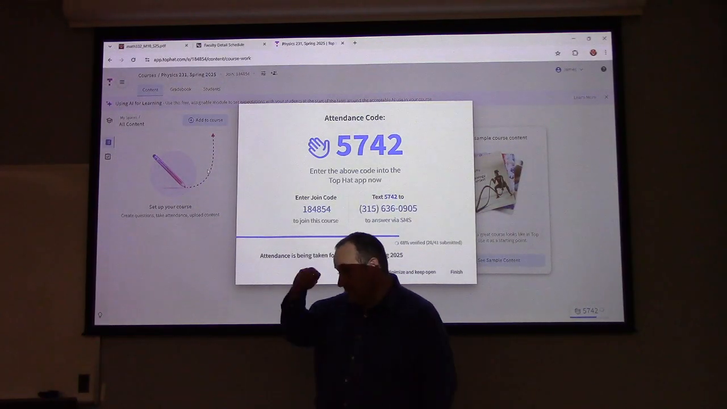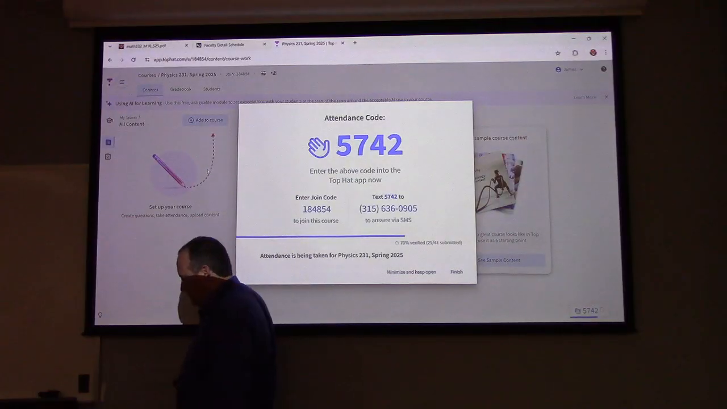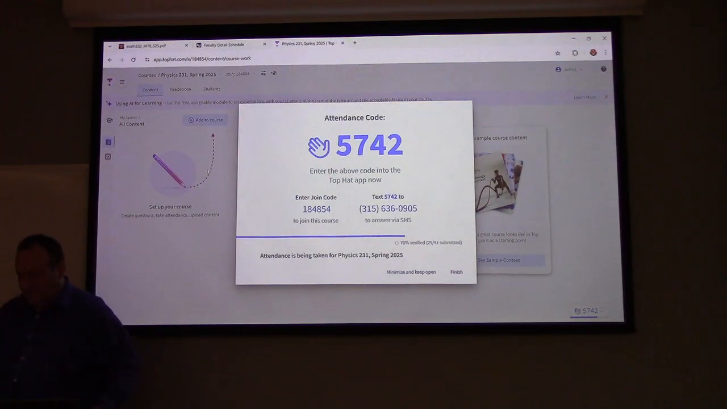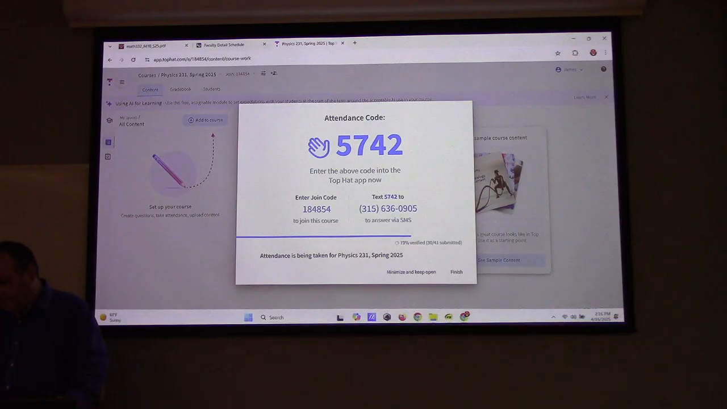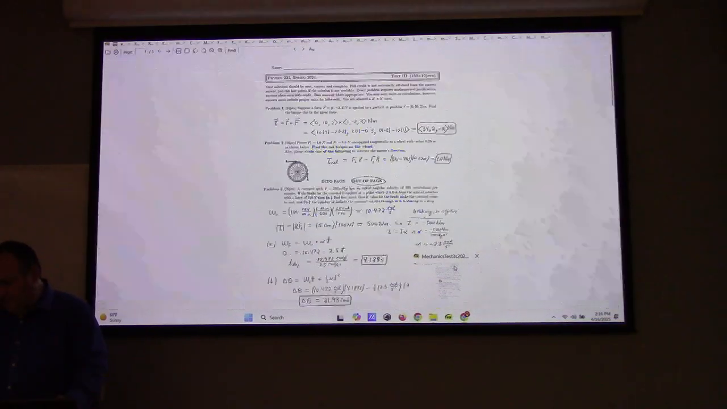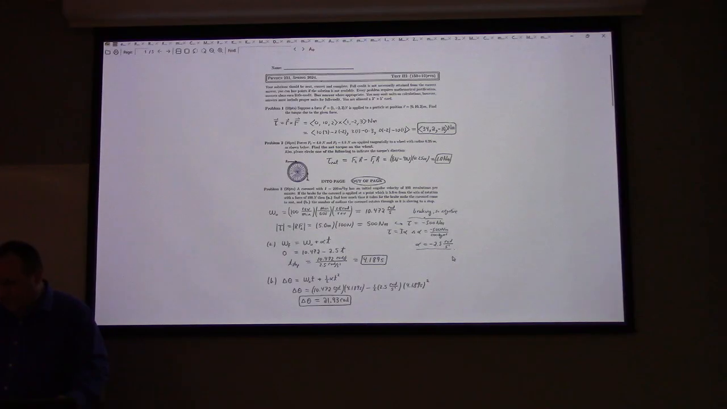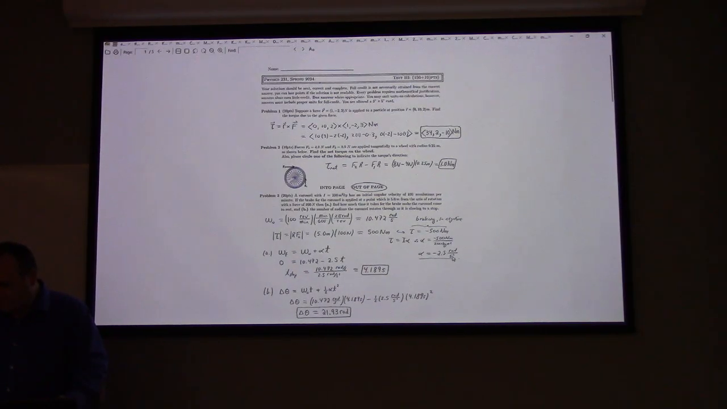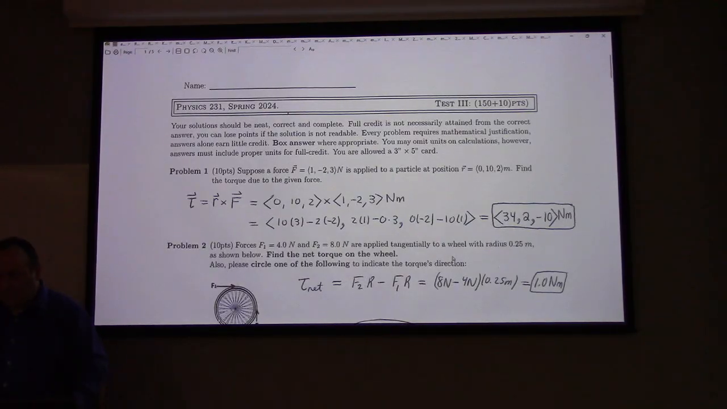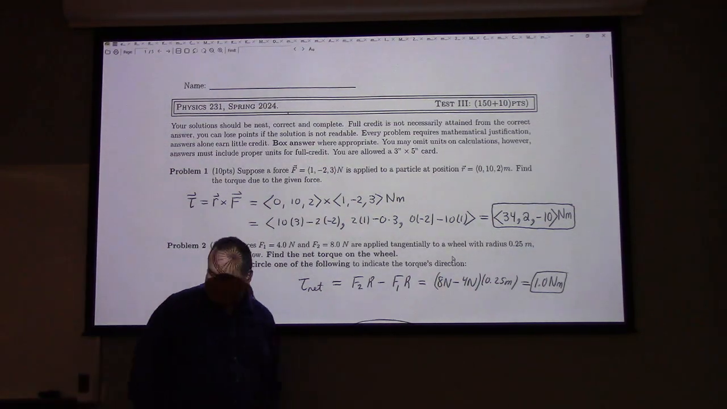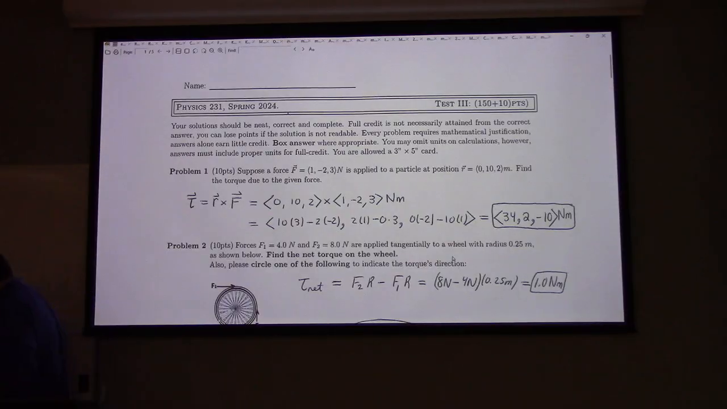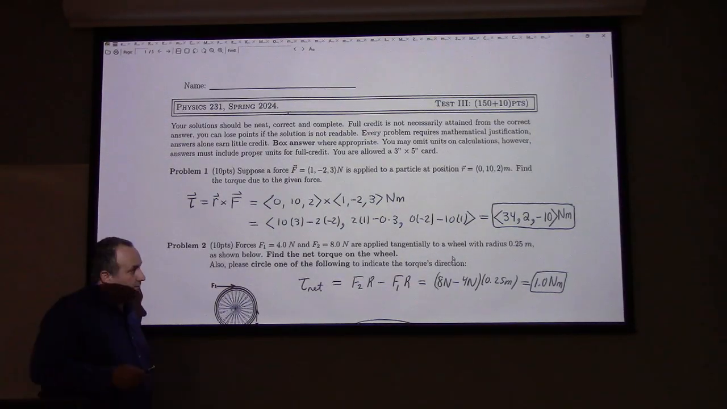Amen. Okay, so yes, the exciting Top Hat code is on the screen, as you can see. Now, I figure we could look at the homework, but it might be more fun to look at old test 3. So let's look at test 3 from, I don't know, last year.